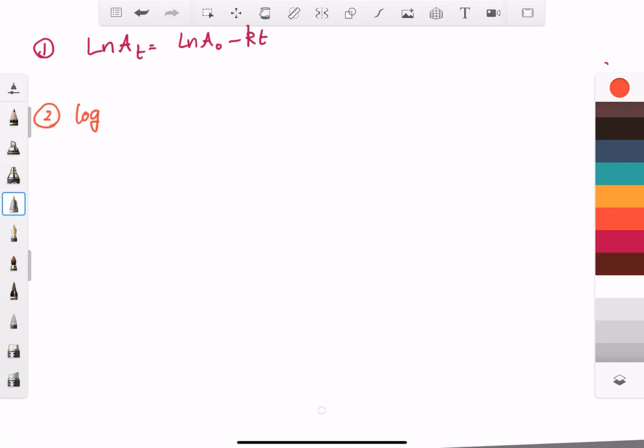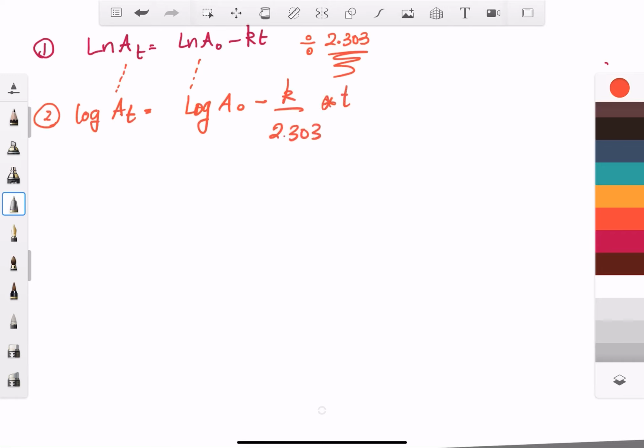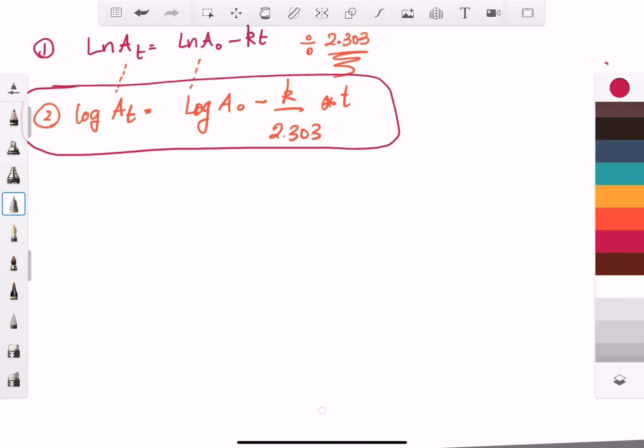Remember that to change ln to log, I need to divide by the number that we usually use, and I told you it's very important. It's 2.303. So if we divide the whole equation, then it will be log A at a certain time, right? Then log A naught, which is the initial amount, minus k over 2.303 multiplied by the time. Okay, so this will be the second way to represent the first order reaction.